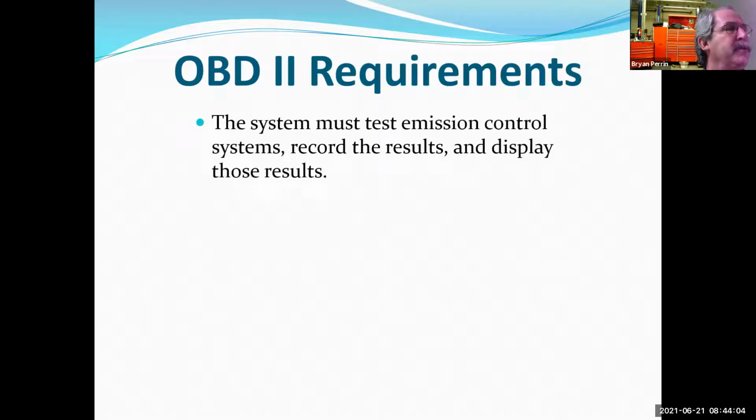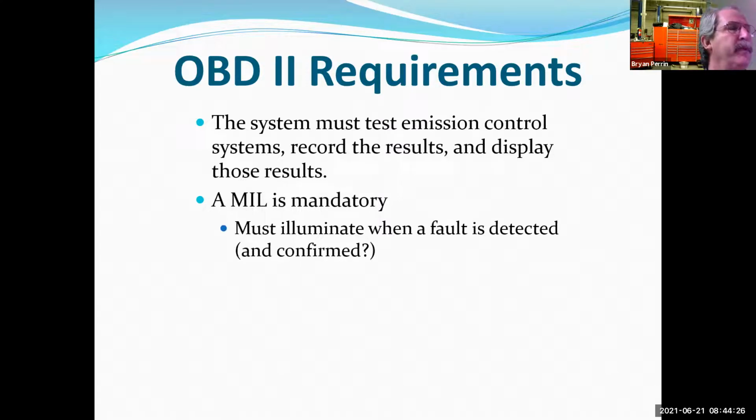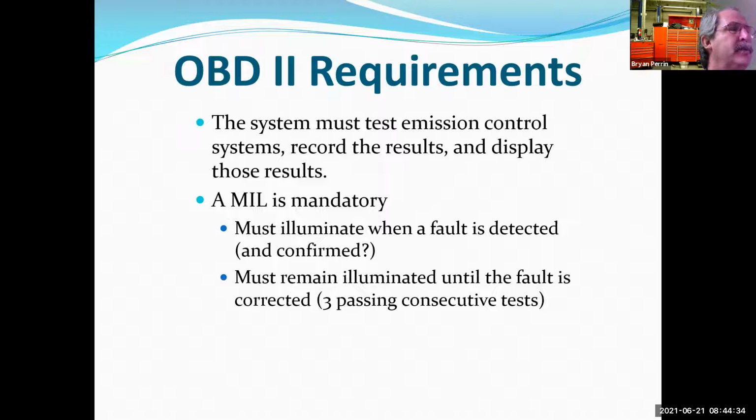So OBD2 requirements: the system must test emission control systems, record results, and display those results. That's our mode 6. That's why mode 6 is there. We don't get that on the manufacturer side. The manufacturers aren't required to do that. That's all done through mode 6. A MIL is now mandatory. It must illuminate when a fault is detected and confirmed. It must remain illuminated until the fault is corrected, with 3 passing consecutive tests.